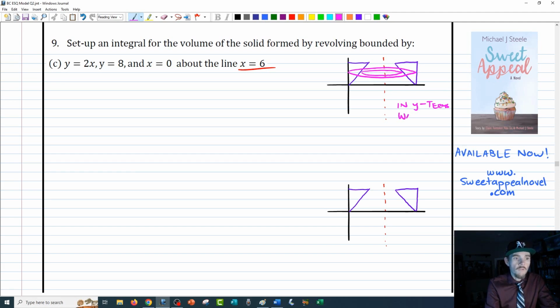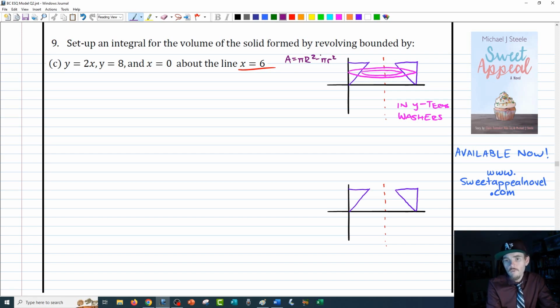So this will be the washers in y in order for us to go forward. Now how did we set up washers in y? Well, first of all, the area expression that we've got here is going to be the difference between two circles. It would be the area of the big circle minus the area of the little circle.